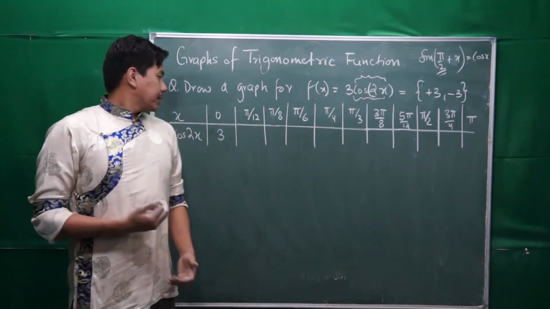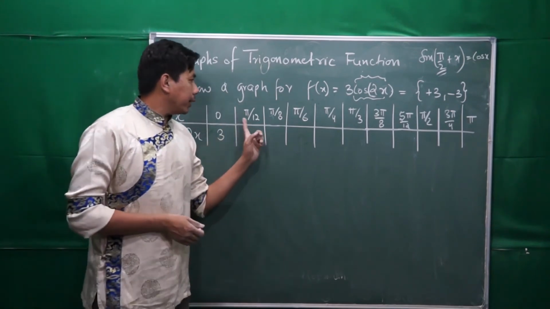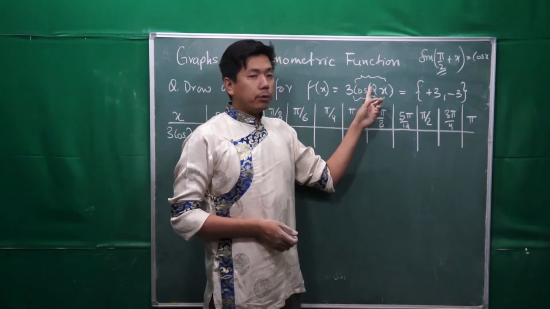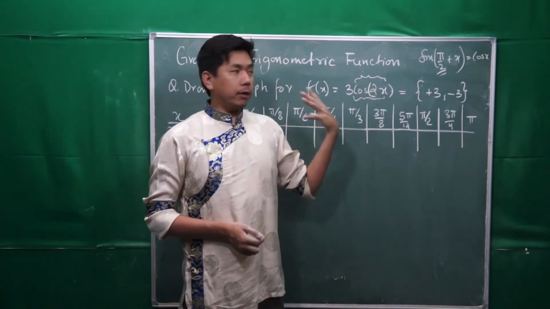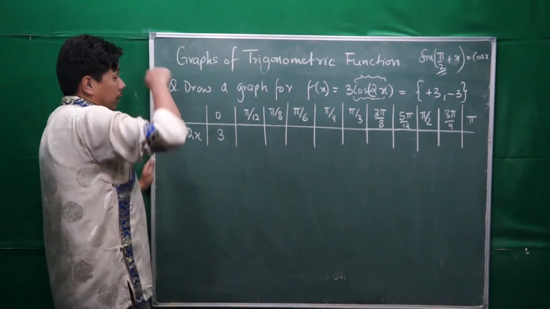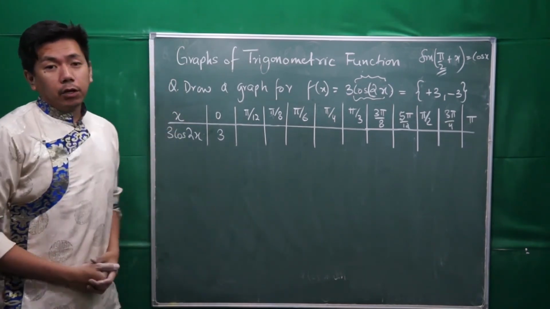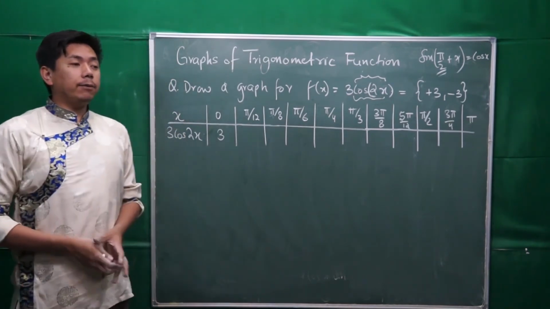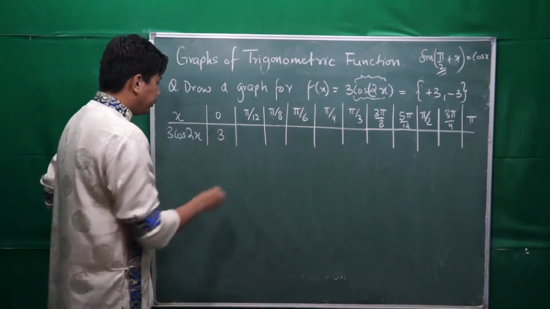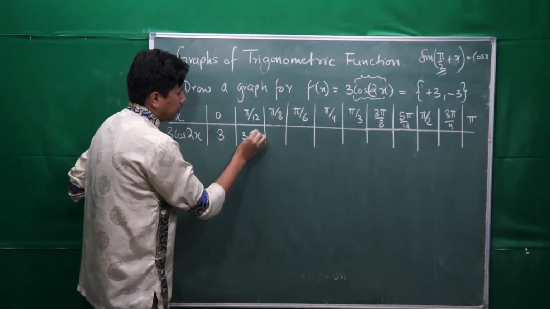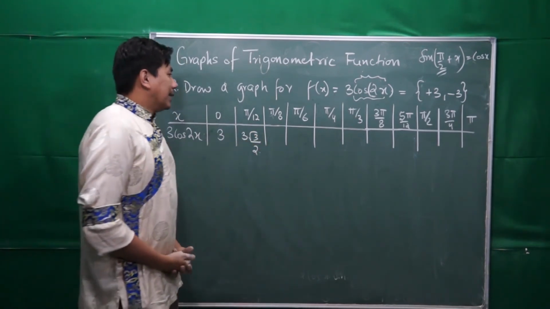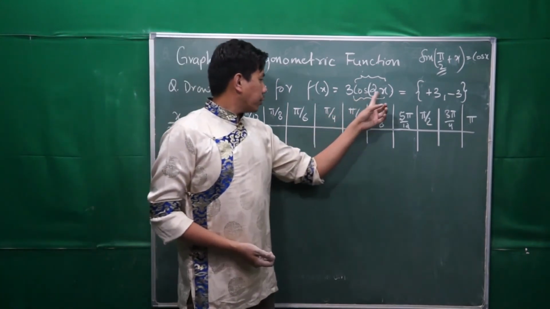Okay. Similarly, we have pi by 12 over here. Now if you replace x by pi by 12, you are going to get 2 into pi by 12, which is equal to cos pi by 6, which is cos 30. Cos 30 we have root 3 by 2. So 3 into root 3 by 2, we are going to get 3 root 3 by 2. Clear?